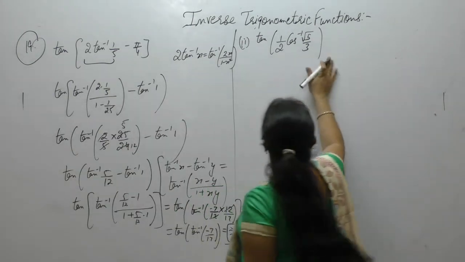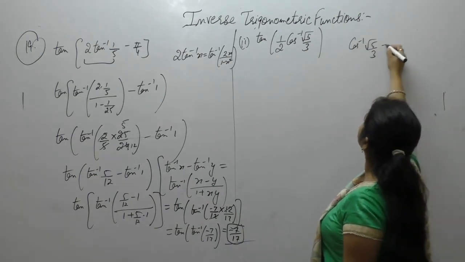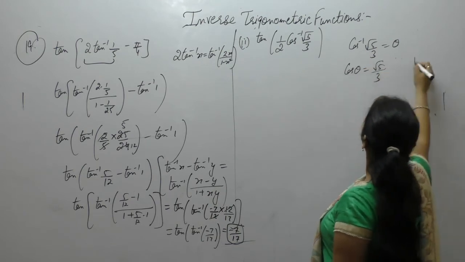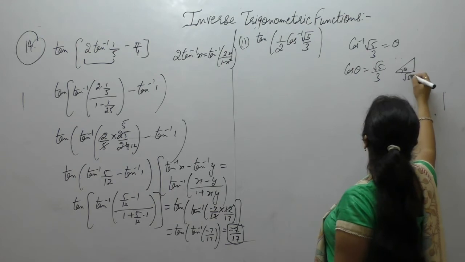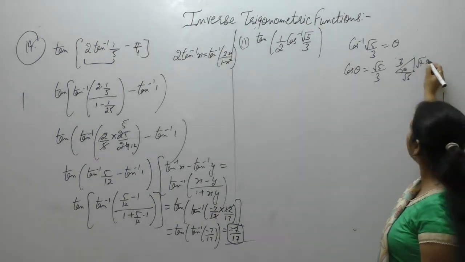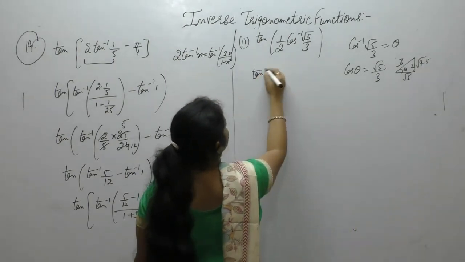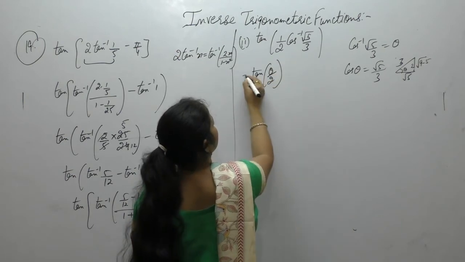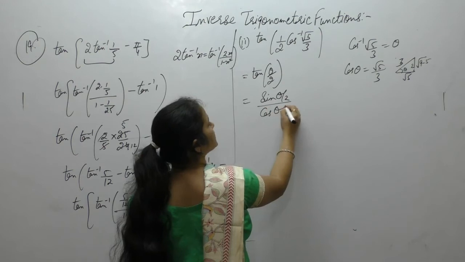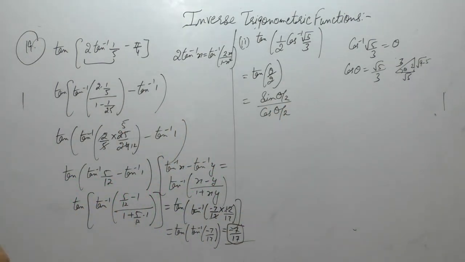Now in the second part, put this value cos⁻¹(√5/3) as theta. So we get cos theta as √5/3, base upon hypotenuse. Hypotenuse squared minus base squared, so this is 2. Now tan of theta by 2. We can write tan as sine upon cos.